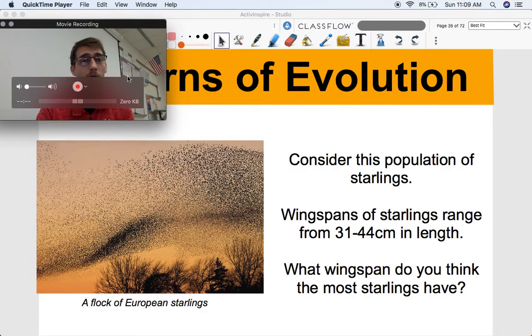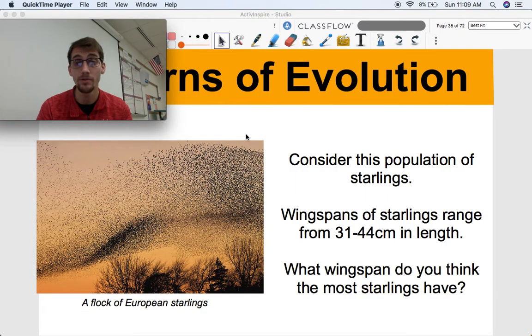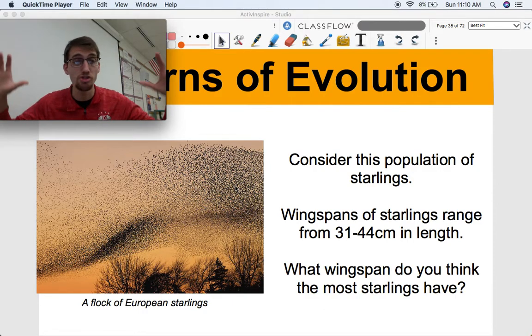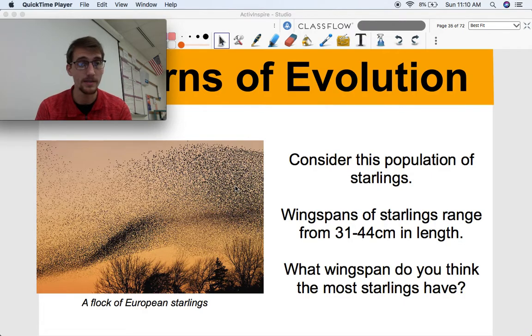How we're going to start looking into patterns of evolution is by first looking into patterns of natural selection, or what we call the mechanisms of natural selection. What we're going to focus on here is a population of starlings. Starlings are a really common bird in a lot of places in the world. They are invasive even, and they form huge flocks that you might see in the sky every once in a while. You're driving down some back road and you see a huge flock of birds. It's typically starlings. The wingspan of starlings, from tip to tip of their wings, is usually anywhere from 31 to 44 centimeters in length.